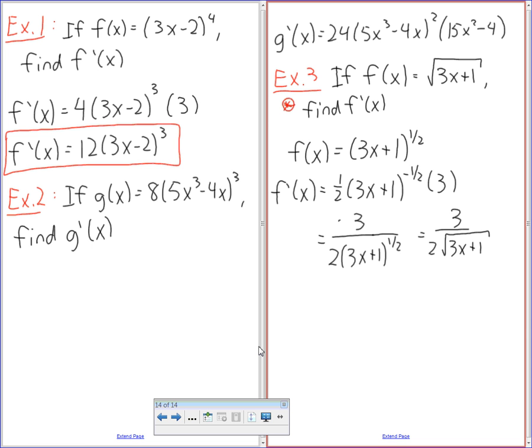Okay, so what happened then with the 1/2 changed to negative 1/2, right? And the 1/2 came down. The derivative then of 3x plus 1 is just 3. All right, and then it simplifies like that.